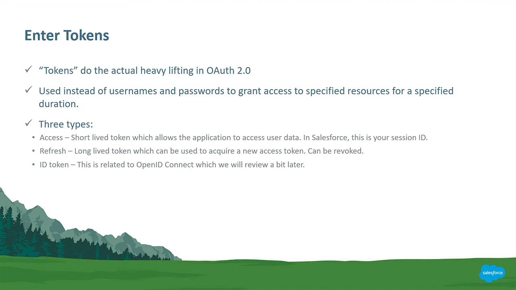The main thing is the access token. The whole goal of using OAuth, the end game of OAuth, is to get the access token. Think of it as the session ID. It is the key which an application can use to access your data on your behalf.